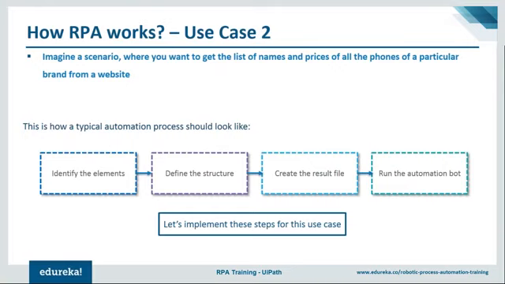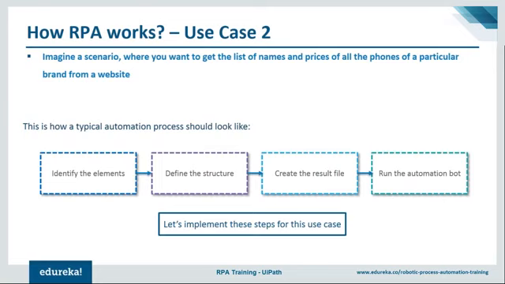Then we create the result file. Whatever structure we have come up with, we have to store it inside a file, so we specify the output file that we want the results in. Once we are done with all these three things, we run the automation bot to do the things again and again. So this is the task that we are going to automate today using RPA.